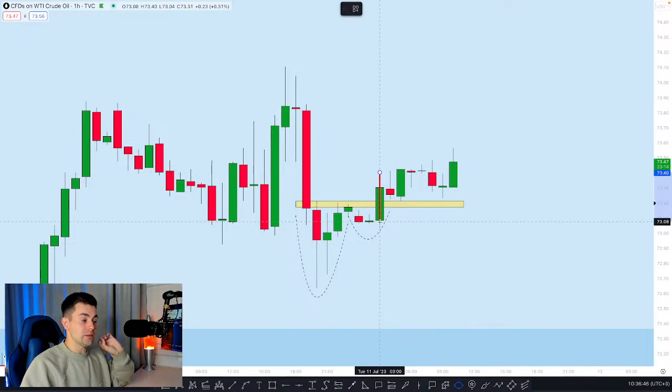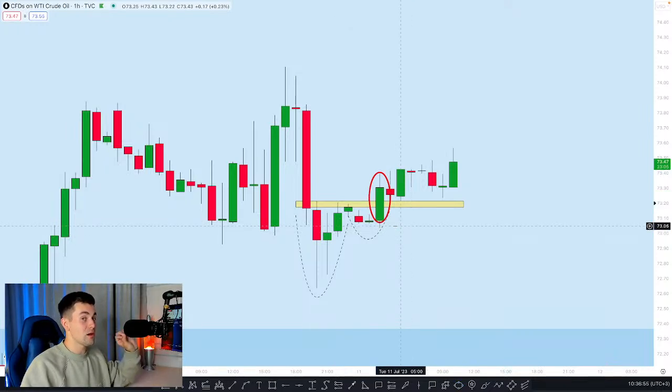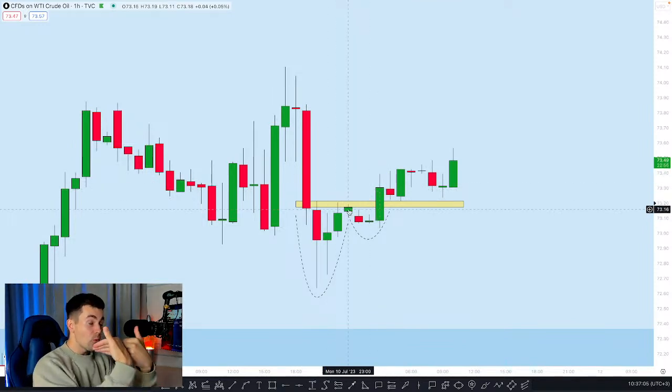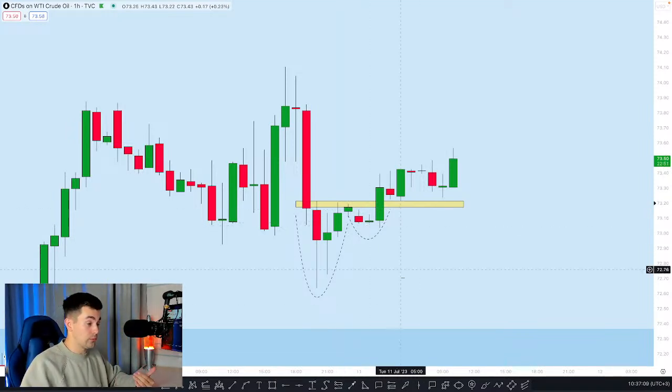So you can see that then the market violated the neckline of the pattern to the upside. Yes, you can see that the neckline of the pattern was broken and we got the confirmed violation. So now the reversal on WTI crude oil is of course confirmed. And now we can expect that oil will keep growing.